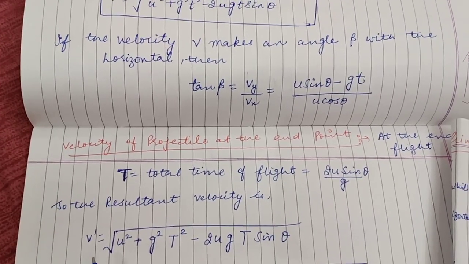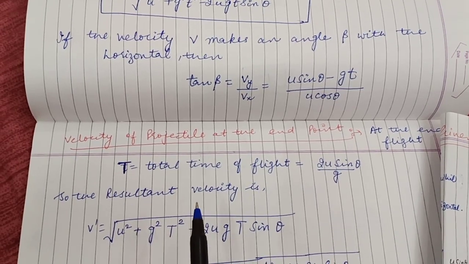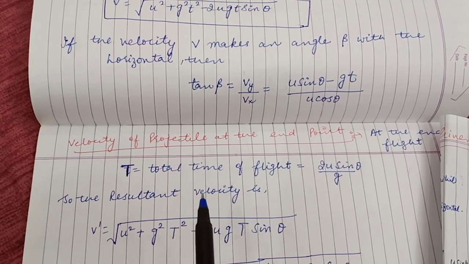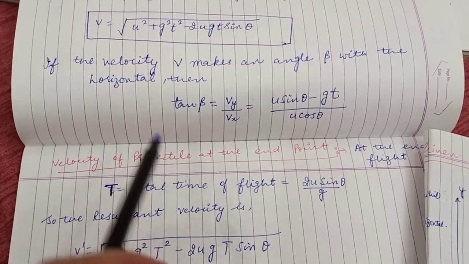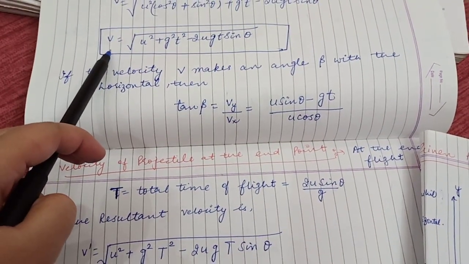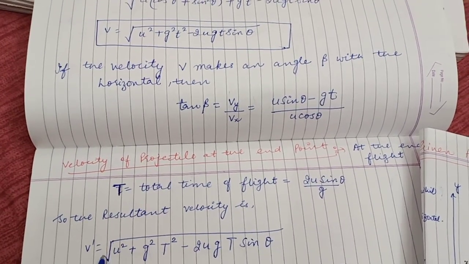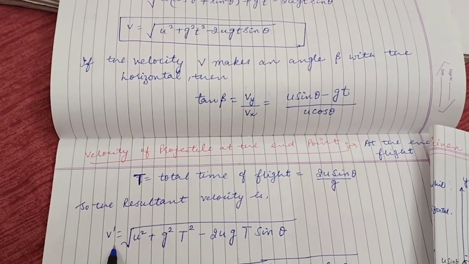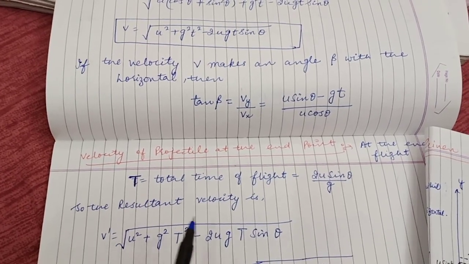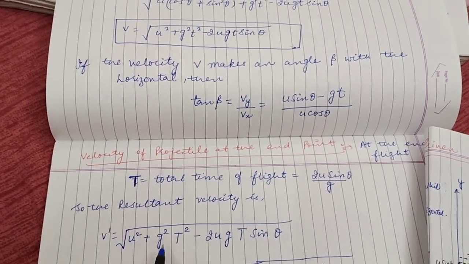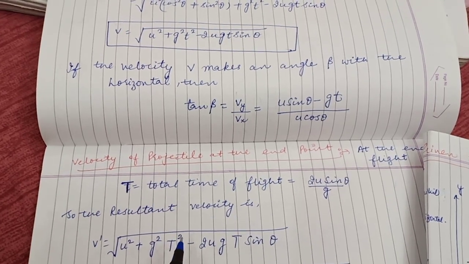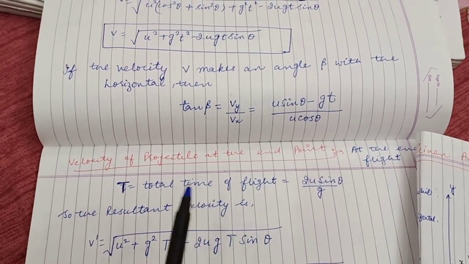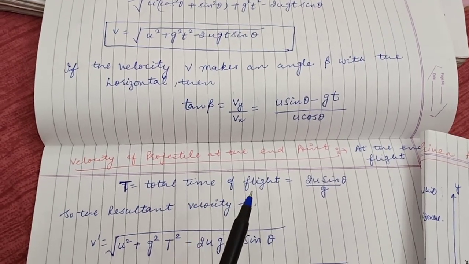So again the resultant velocity at the end point can be found by using this formula. Here v dash, let us suppose, represents the resultant velocity at the end point. So v dash is equal to square root of u square plus g square capital T square minus 2u capital T sin theta. Here T represents the time of flight.